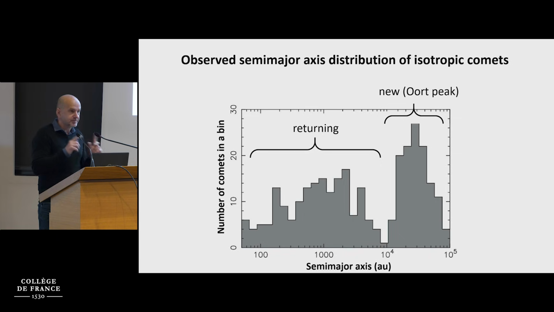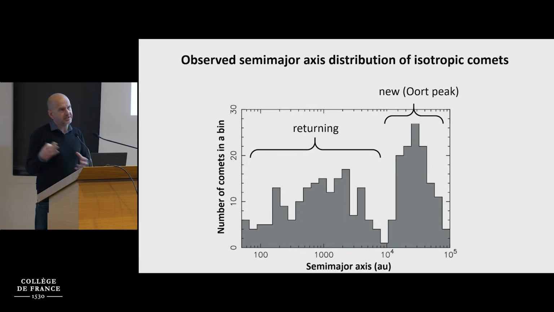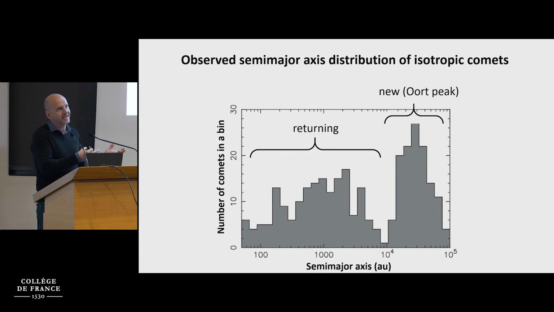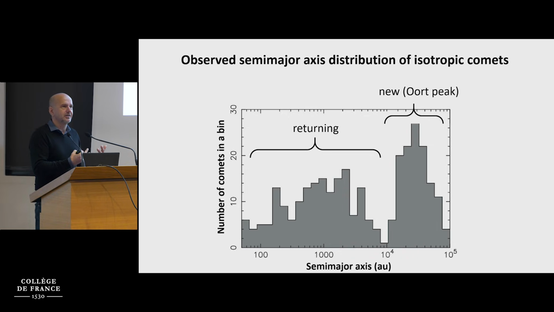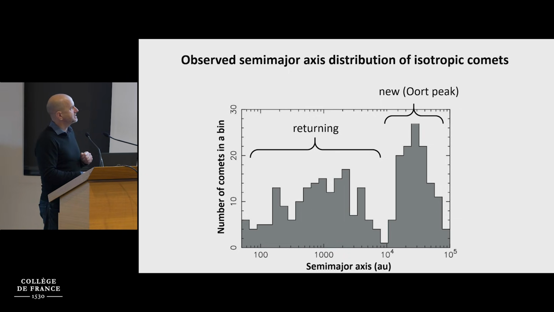Now we can ask more specific questions, right? We have this modeling, and we can ask, for example, if the model that produces the Oort cloud and later produces the isotropic comets gives the right distribution when compared to observations. So let's start with the isotropic comets. This is the semi-major axis distribution of isotropic comets. And it's very interesting. It's, in a sense, bimodal, showing a broad peak at low semi-major axis below 10,000 AU, and a sharper peak at larger semi-major axis.